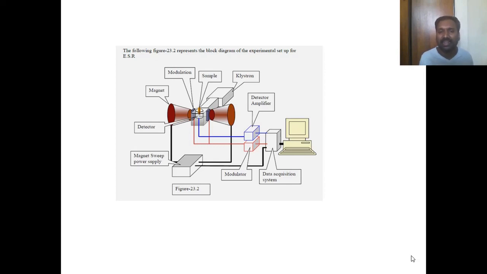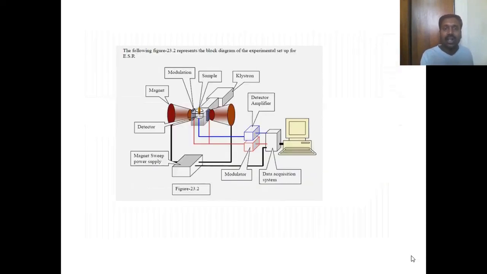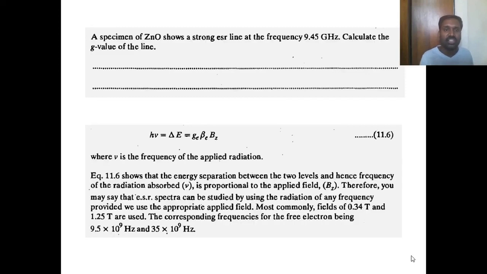Basically, these are all superconducting magnets whose field is varied by the variation of the applied voltage, and you have a detector which detects the fall in the intensity of the microwave region whenever the absorption takes place. And all this data is fed into a computer which displays the ESR curve. Now, what is the point?